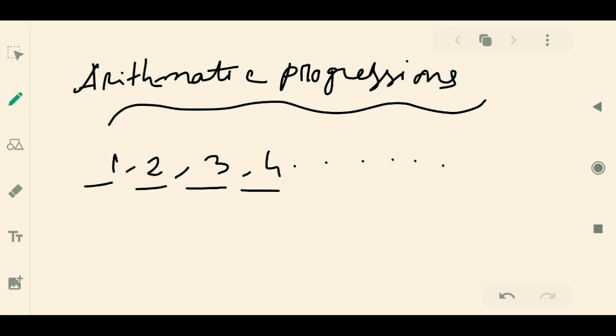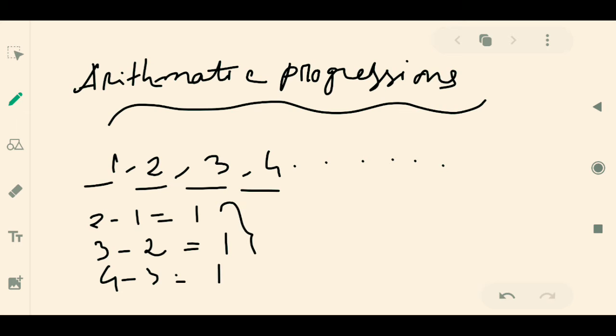If I subtract the first term from the second, we are getting 1. If I subtract the second term from the third, we are getting 1. And 4 minus 3 is 1. So everywhere we are getting the same difference. So this type of sequence, where we are getting the same difference, is in arithmetic progression.